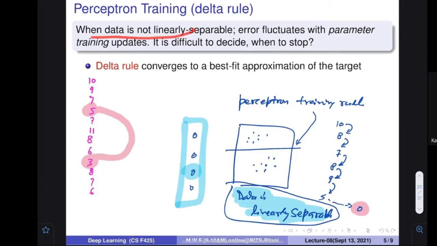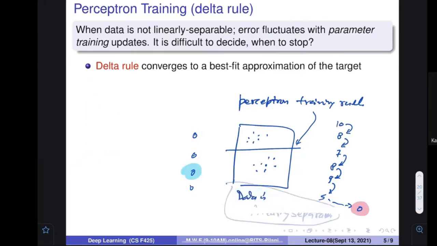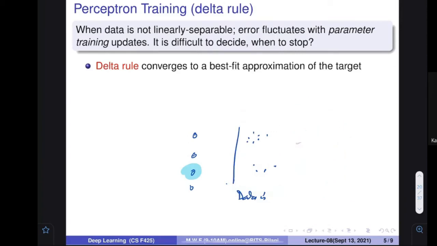When data is not linearly separable, the error fluctuates with the parameters when we do the training. So it is difficult to decide when to stop. This is a big problem. And generally the data is not linearly separable; in the general setting, the data is not linearly separable. So what to do? Till now we have discussed a lot of things, but all those things would only work if my data is linearly separable. If my data is not linearly separable, then the setting we have studied till now is not going to work.